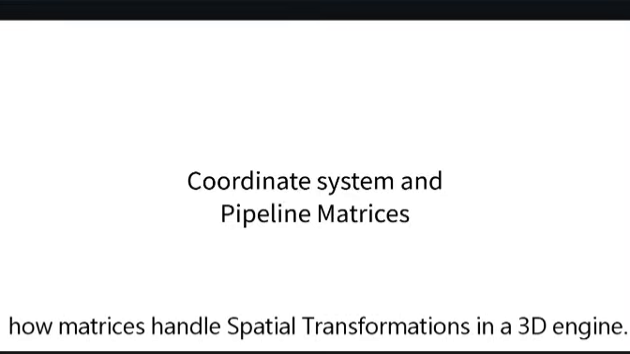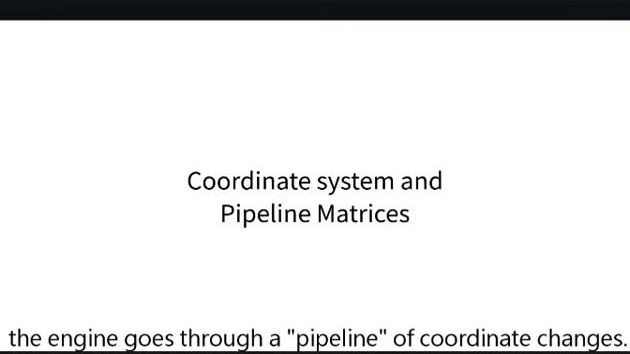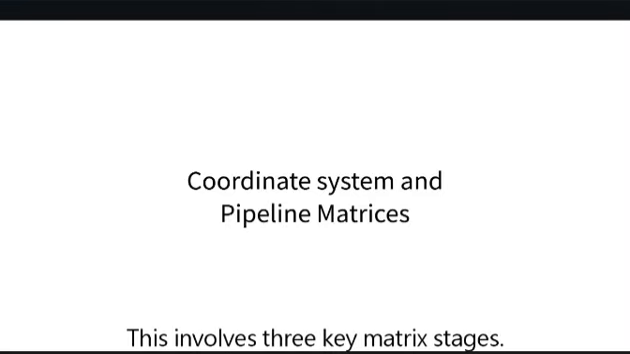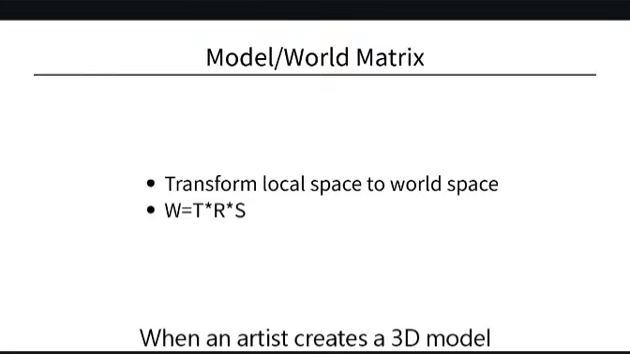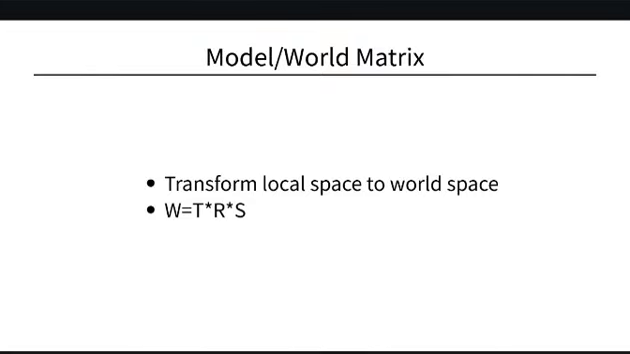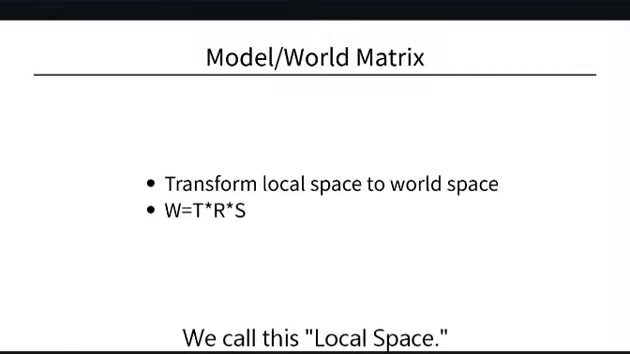How matrices handle spatial transformation in a 3D engine. First, to show a 3D model on our screen, the engine goes through a pipeline of coordinate changes. This involves three key matrix stages. On this page, the first one is the model matrix. When an artist creates a 3D model, its points are defined relative to its own center. We call this local space.